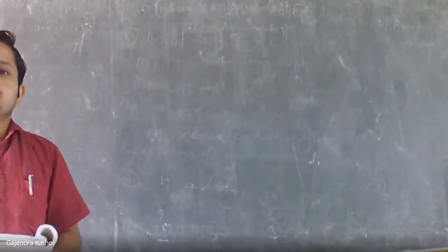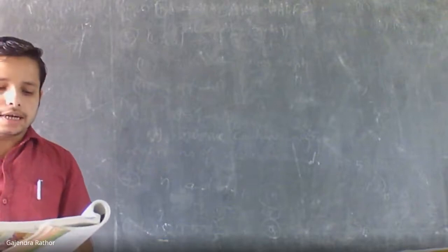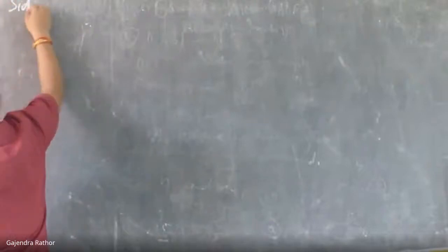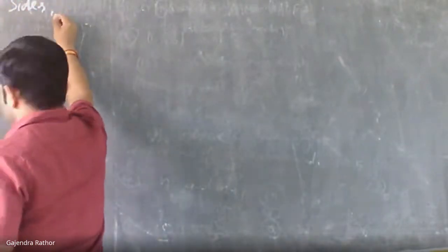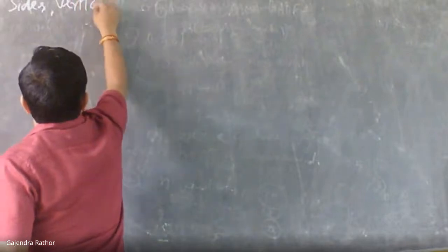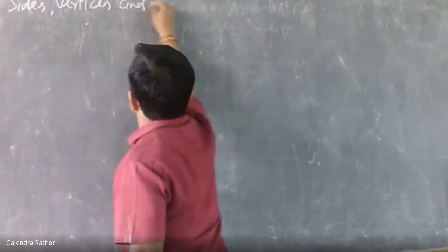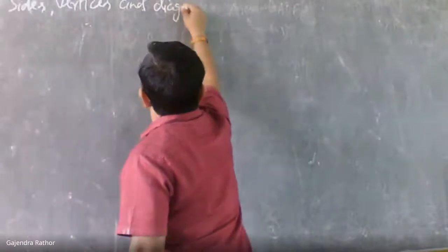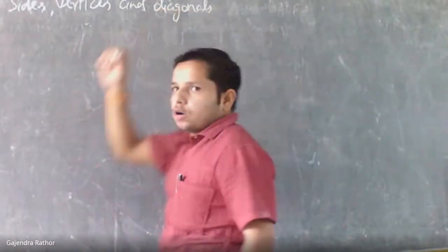Okay, in the previous class we discussed all such definitions: curves, types of curves, closed curve, open curve, simple curve. We also discussed polygons. So today we will continue. We will discuss the next topic: side, vertex and diagonals.